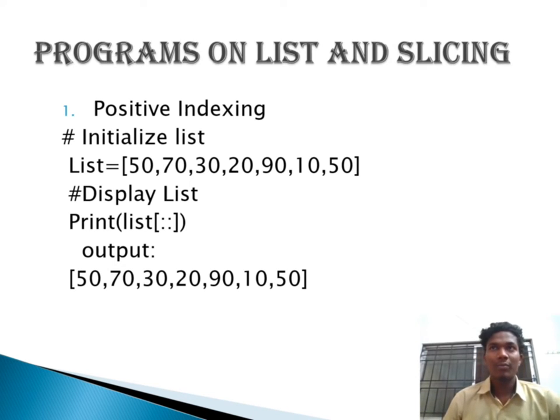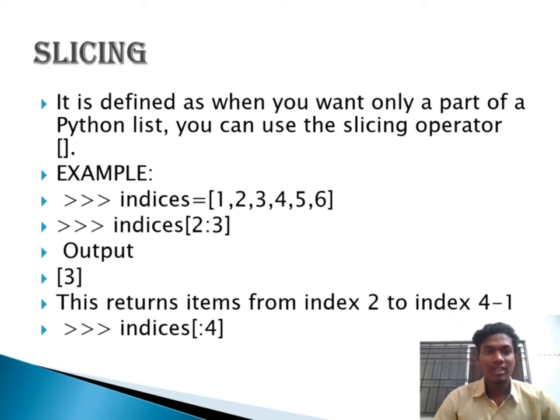Program of list and slicing. We are discussing the topic of positive indexing and slicing a list. First, you take a list of 7 elements. List is equal to square brackets 50, 70, 30, 20, 90, 10, 50. Display the list. Print the list. Output: 50, 70, 30, 20, 90, 10, 50.